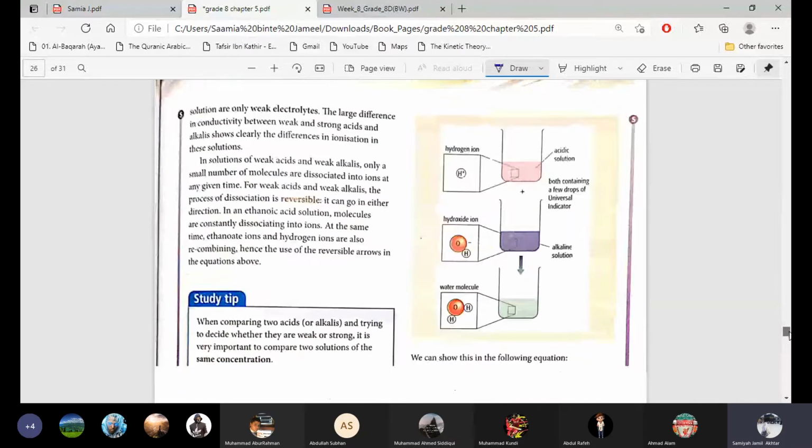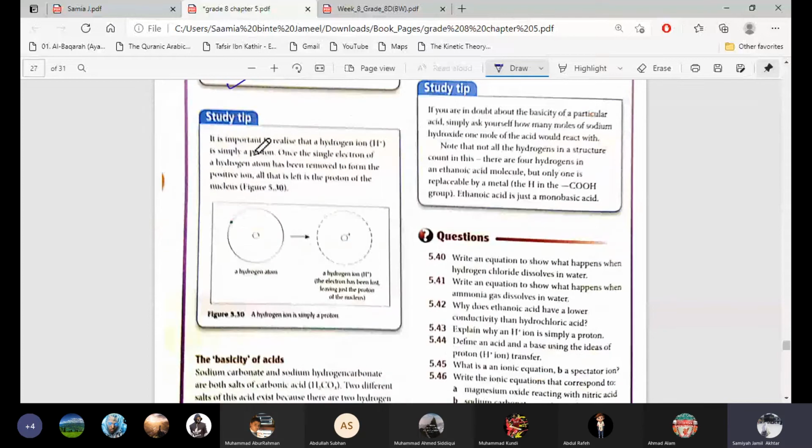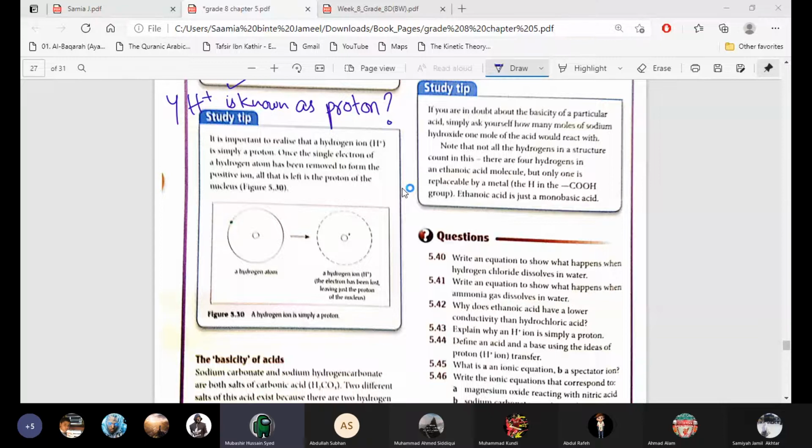Now the study tip. In the study tip, it is written why H positive is known as proton. Do you have any idea why it is known as proton? Because it has a positive charge. Yes, because they have the positive charge. And how does the positive charge come on them? Because they have less number of electrons. They have only one electron which they can lose.